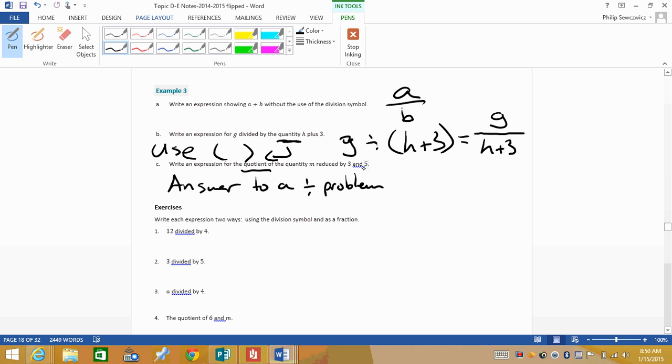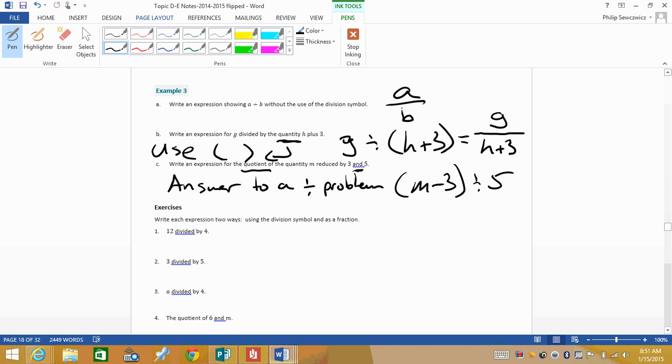Now here's the thing. See that word and? When you see that word quotient, that word and actually becomes the division symbol. You can use this as around the quantity m reduced by 3. So parentheses m reduced by 3. And then we're going to divide it by our 5.